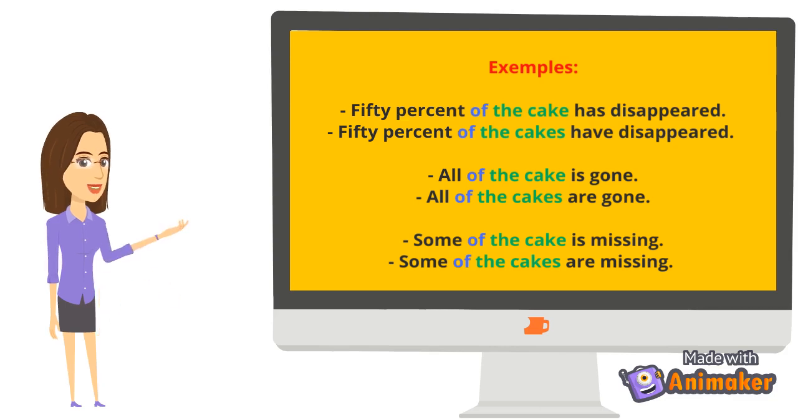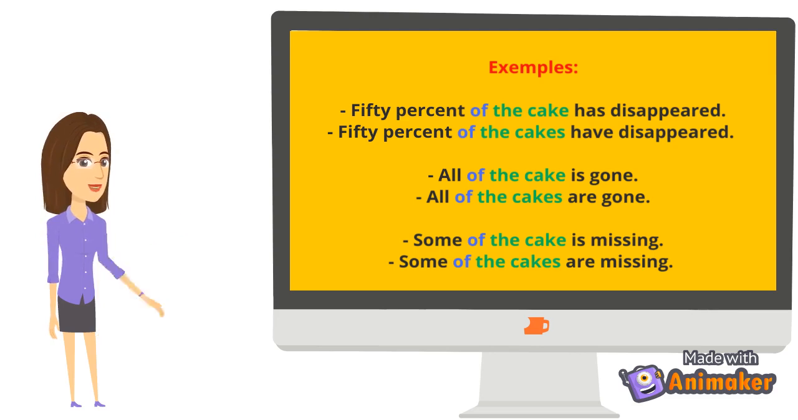Example: 50% of the cake has disappeared. Cake here is the object of the preposition of. It is singular, so we use the singular verb has. While in the second example, 50% of the cakes have disappeared. Cakes is the object of the preposition. It is plural, so we have to use plural verb have.